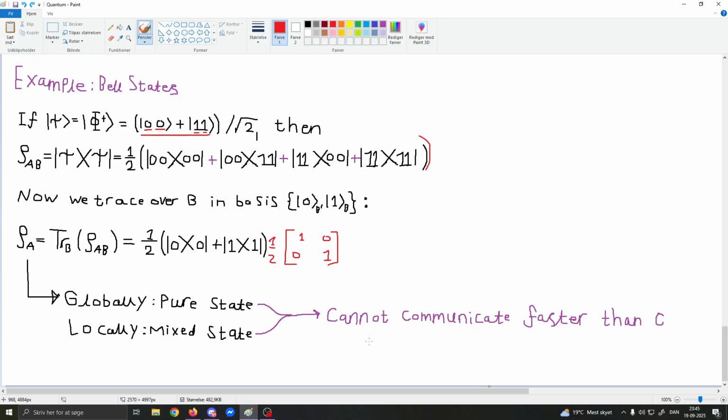Your measurements will be random. However, once you've measured it, you are guaranteed to know what the other entangled qubit is going to be. However, the fact that you cannot choose what your outcome will be is what dictates the fact that we cannot communicate faster than the speed of light.